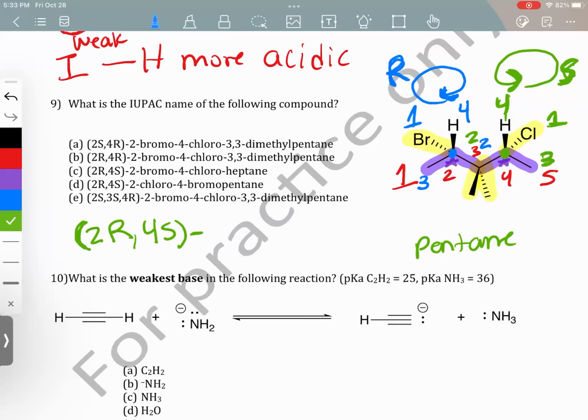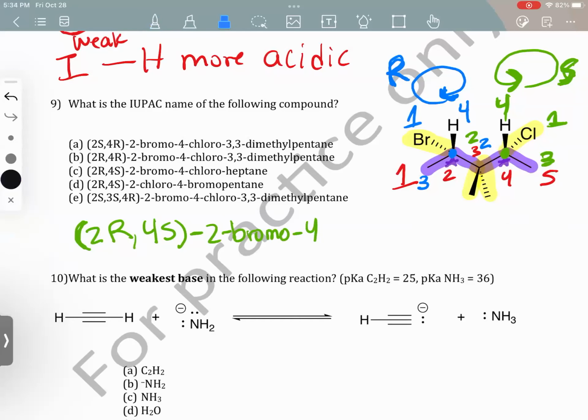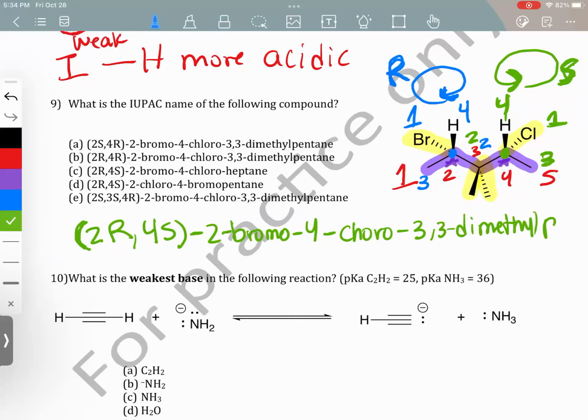Remember your naming alphabetically. So what substituent would we do first? Chlorine. C. Bromine. No, bromine. B comes before C. So 2-bromo. That's all right. It's very easy to miss. I almost did the same thing just now. 4-chloro. And then you got 2 methyls on carbon number 3. So 3,3-dimethylpentane.